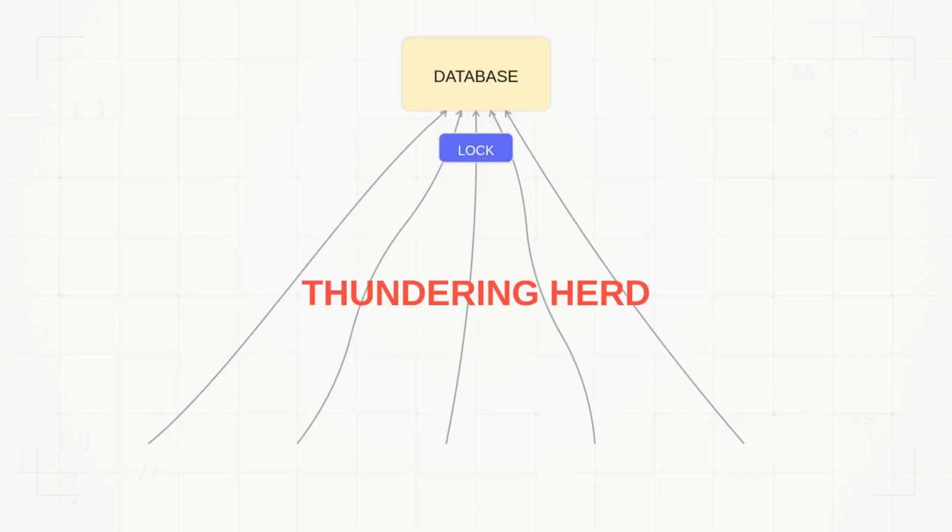To prevent this, engineers use cache locking or request collapsing. Instead of letting everyone through, the first request grabs a lock, and the other 9,999 requests wait patiently for that one person to finish the work and refill the cache. It's a critical pattern for high-scale systems that protects your database from its own popularity.